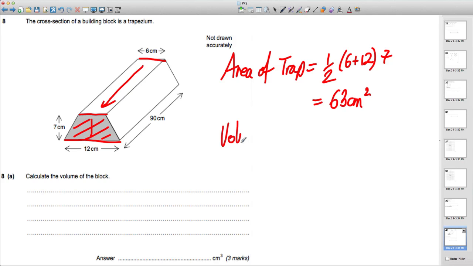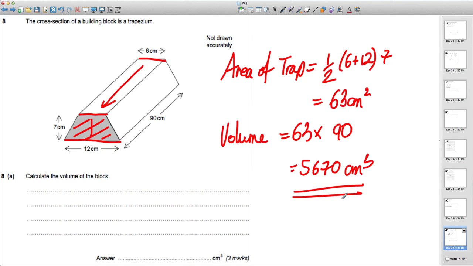So the volume must be this area, 63, multiplied by the depth, which is 90. You multiply those together, you get yourself 5,670 centimetres cubed. Underline your work. Done.